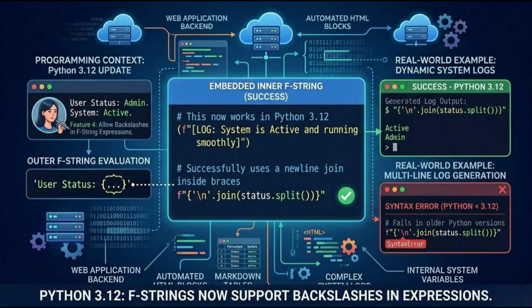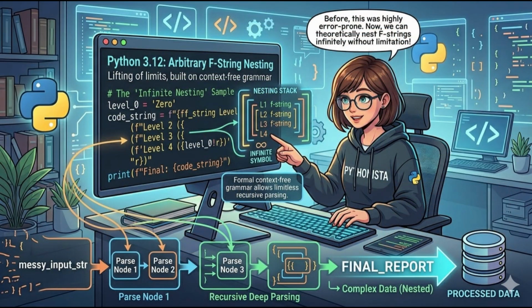The second massive Python 3.12 advancement is support for multi-line expressions inside f-string curly braces. Previously, an expression embedded inside an f-string had to be squashed onto a single line, making complex operations unreadable. Now, you can split your internal expressions across multiple lines, insert line breaks, and write clean, readable code blocks directly within your strings. Look at this code snippet.